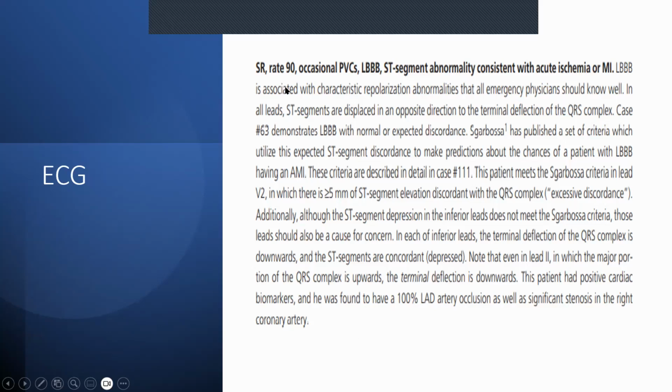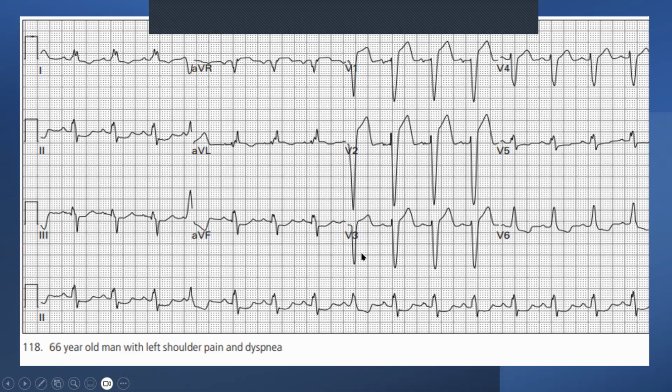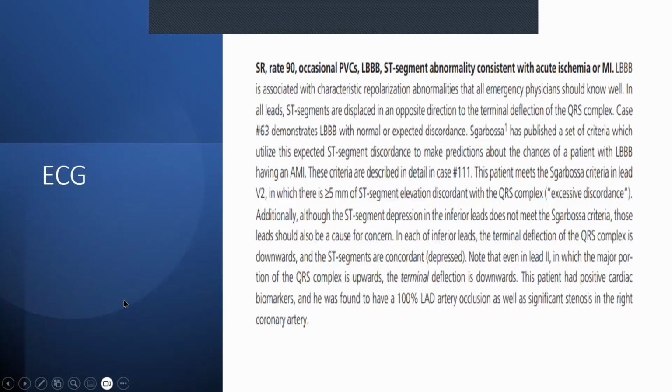So left bundle branch blocks are associated with characteristic repolarization abnormalities. And as they say, all emergency physicians know this well. In all leads, ST segments are displaced in the opposite direction to the QRS complex. So what they're basically saying is that when you have a left bundle branch block, your QRS is always going to go in one direction or the other. So it's either going to go up or it's going to go down. And when you have a left bundle branch block, because of the problems with repolarization, you'll always find that when it goes down, you have an ST elevation. When it goes up, you have an ST depression. So this is quite common in left bundle branch blocks. And this is what trips people up.